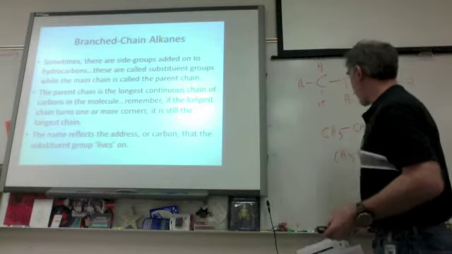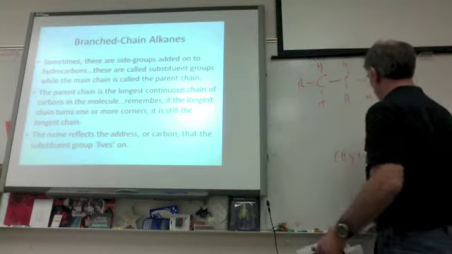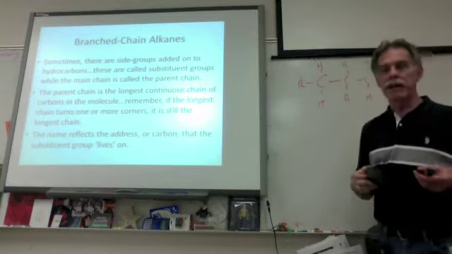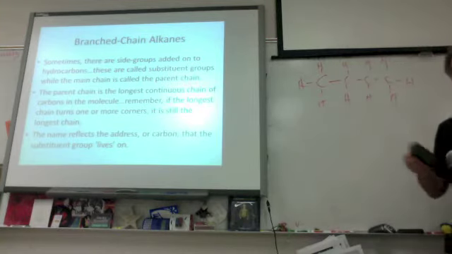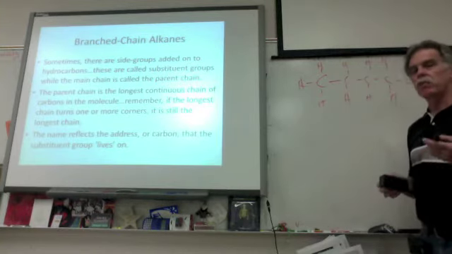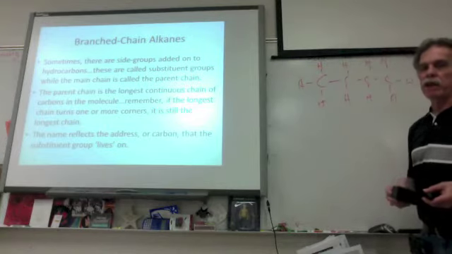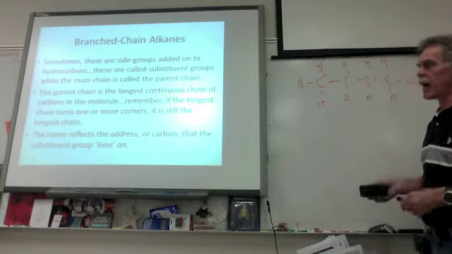So far we've hit the easy stuff. You have 4 carbons, 1, 2, 3, 4. Butane, boom. That's it. It's but for 4 carbons and A-N-E. Sometimes we have branches that come off of the main compound. Those are called branched chain alkanes.